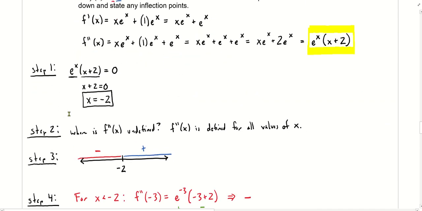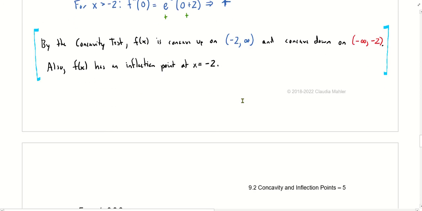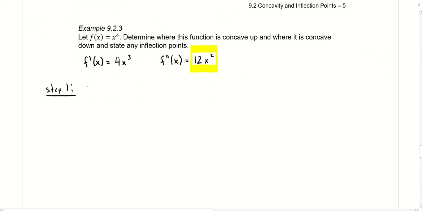So step one, just like we did up here, I'm going to find any possible inflection points by setting that second derivative equal to 0 and solving for x. So 12x squared equals 0. This is a pretty boring function to work with, pretty boring second derivative. The only way this can be equal to 0 is if x equals 0. So x equals 0 is a possible inflection point.